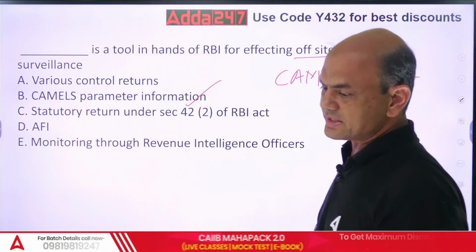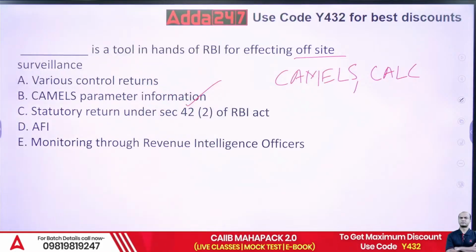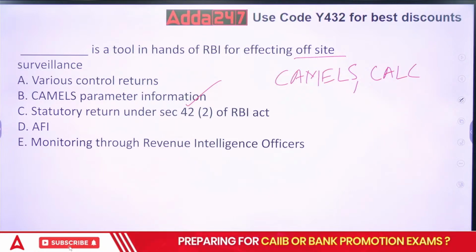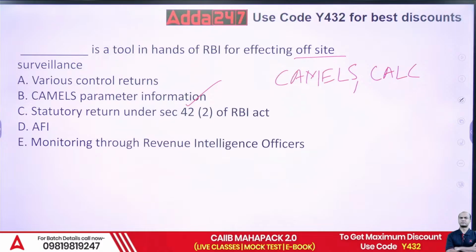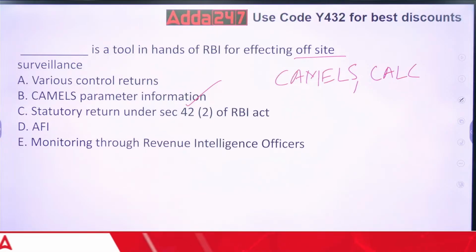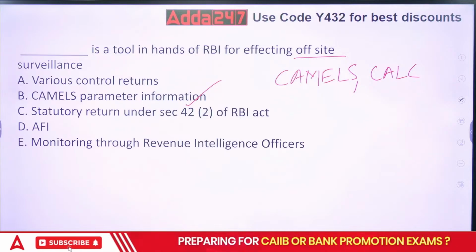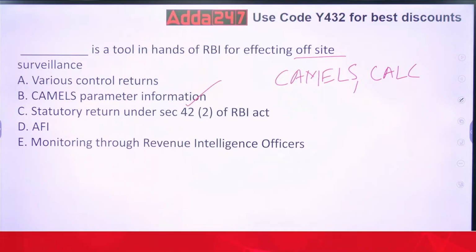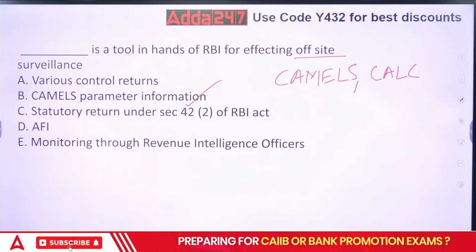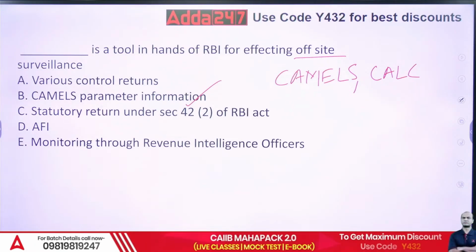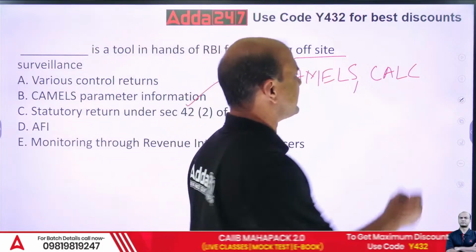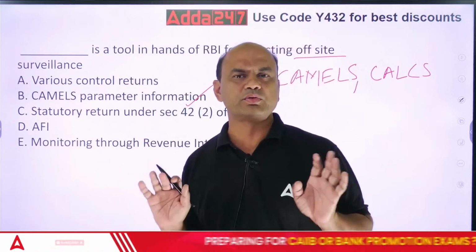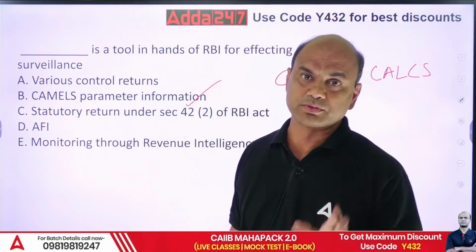And CALCS means, what is CALCS? Let me see how many of you can answer this. CALCS. I'll give you the hint. It is large loans. Yeah, it is large loans. So, capital adequacy, asset quality, liquidity, and compliance and systems. Okay? Capital adequacy, asset quality, liquidity, compliance, and systems. It's CALCS. So these are all related to large loans. These are not related to smaller loans. CALCS is mainly related to large loans. Okay?